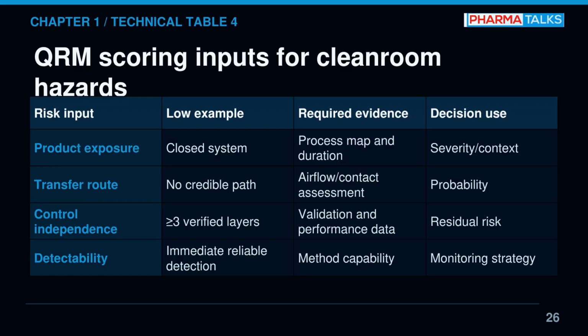QRM scoring inputs for cleanroom hazards. This table shows how product exposure, transfer plausibility, control independence, detectability, and uncertainty influence risk priority. A score is a tool for structuring scientific discussion, not a replacement for specialist judgment. Every score should be supported by defined evidence and should lead to a clear, defensible operational decision.